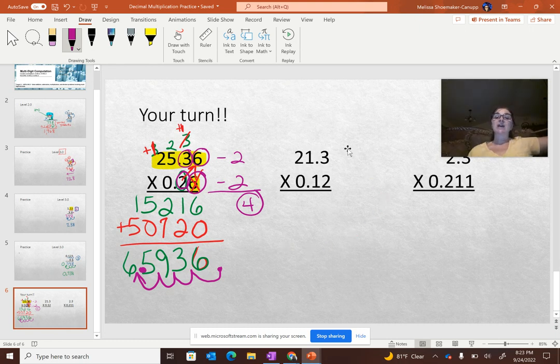When you get done with that, let's count up how many numbers are to the right of the decimal. I see a 3 in this number, that's 1. And then in this number, I have a 1 and a 2. So that's 2 more for a total of 3. I'm going to go down to my answer, start on the right-hand side, and count over 1, 2, 3, and put my decimal. Okay, see if you can do this one all by yourself.